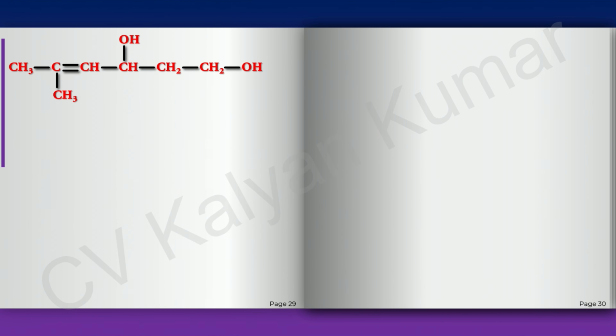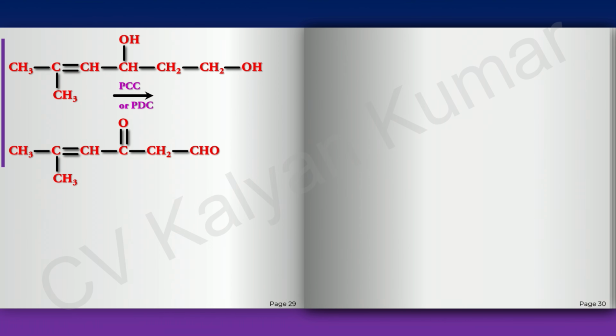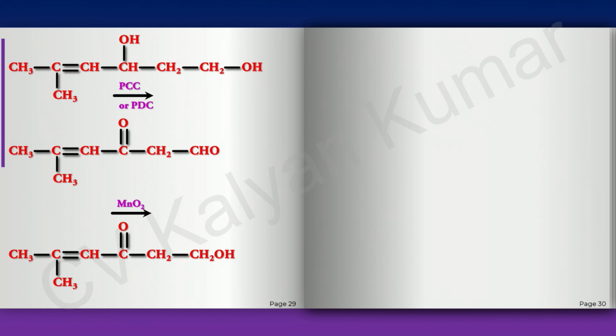What do you think will happen to this one with PCC or PDC? Well, secondary alcohol to ketone, primary to aldehyde, not touching the carbon double bond carbon, you'll get this. What do you think will happen with MnO2? Here is the answer. Well, it will only oxidize the allyl alcohol.